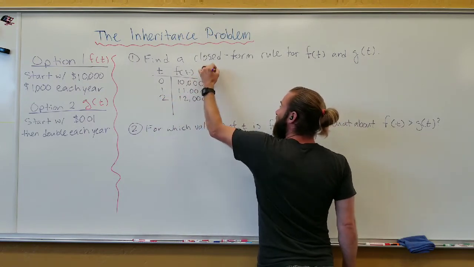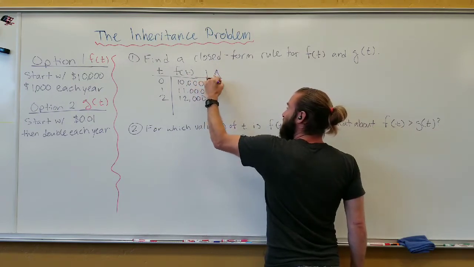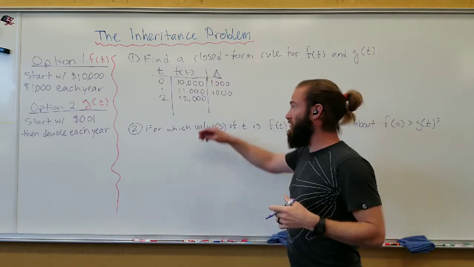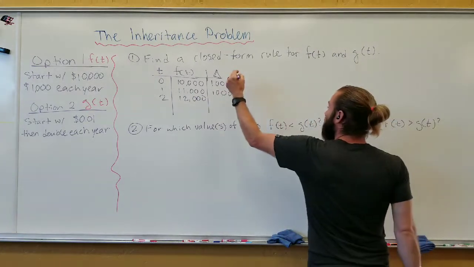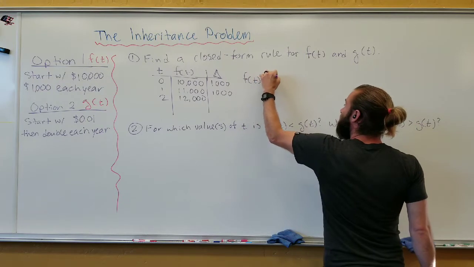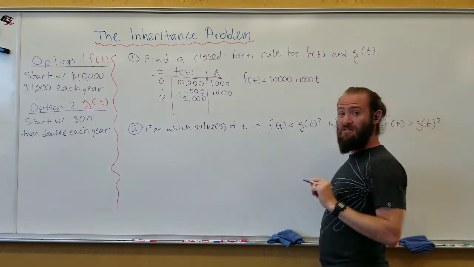We've realized that a difference table is helpful for these. And you can see where that $1,000 comes in. Now, of course, if I keep going with the years here, we can see how it's adding up. But your actual answer for this, you should check, should be f of t equals 10,000 plus 1,000 t.